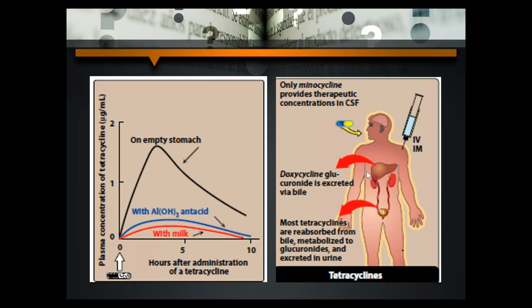And enterohepatic circulation will happen with the tetracyclines, because they are reabsorbed from the bile, metabolized to glucuronides, and then excreted in the urine. Okay, so with doxycycline, definitely enterohepatic circulation will take place, so a less dose will be sufficient for any infection.